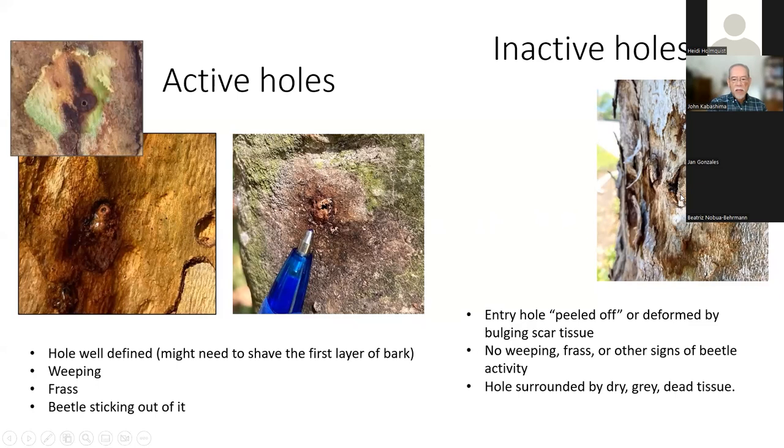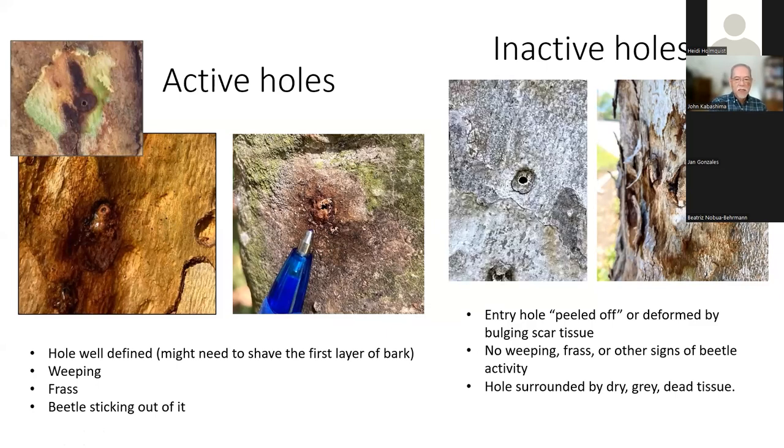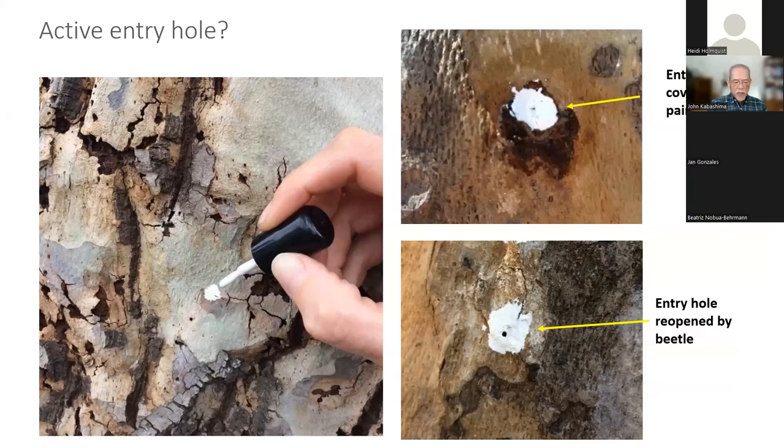An inactive hole has a totally different look. There's no weeping, no frass, no signs of beetle activity. The area around the hole starts to get this grayish, dead tissue look. So you can see the difference between that one and this dry hole here. That's inactive. One way you can tell is to use water-based acrylic paint and just paint the hole, and the females will then unblock it, or sometimes they'll die in the paint if they get into wet paint. But normally you let this dry and come back a day or two later, and if there's an active population in that gallery, you'll see that the holes have been opened up.